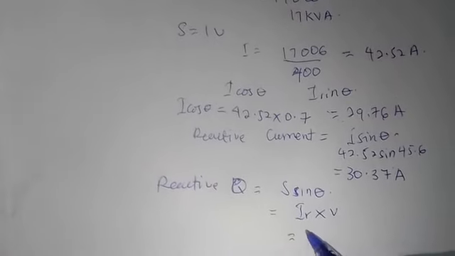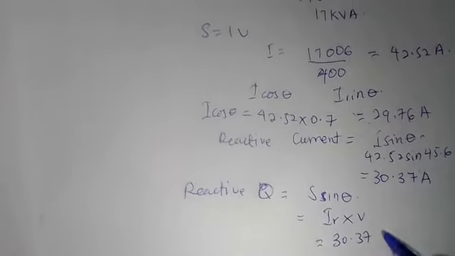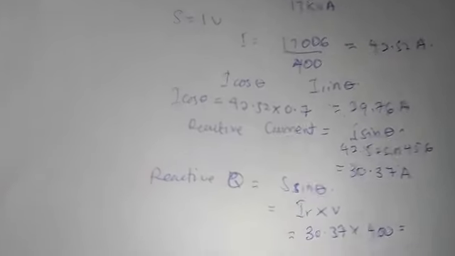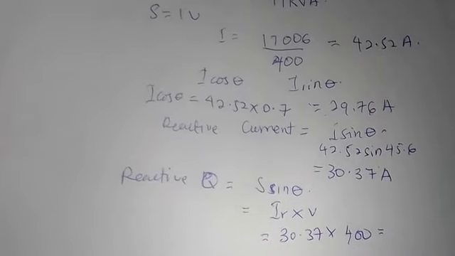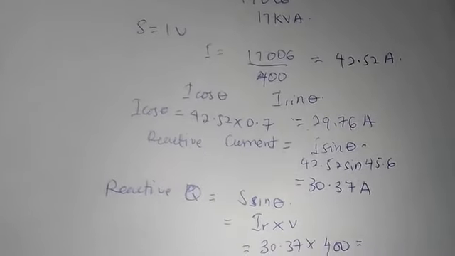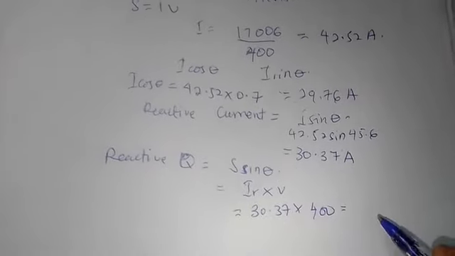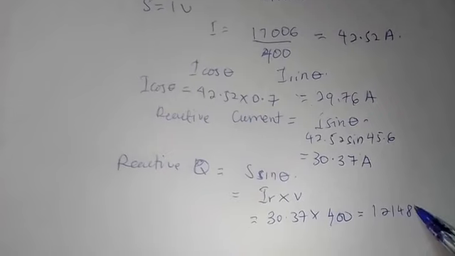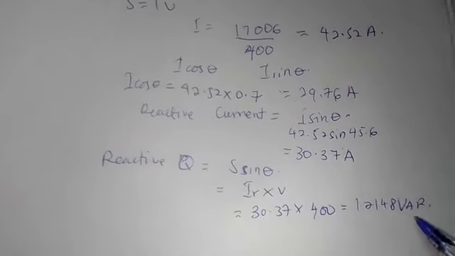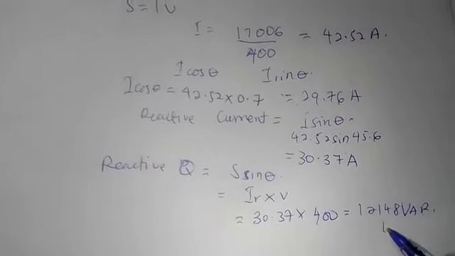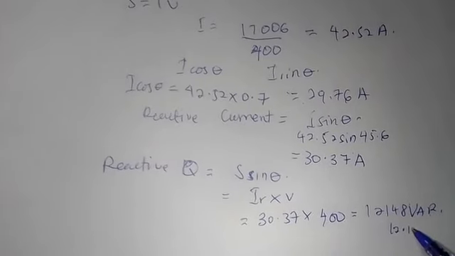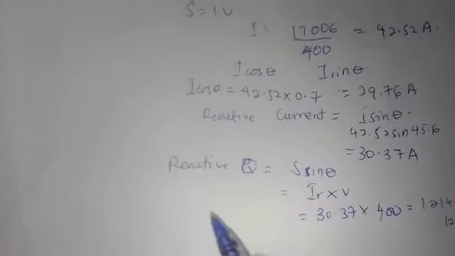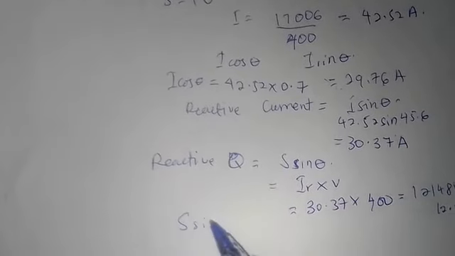So what do I get? My 30.37 times my 400 is equal to 12,148. That is in VAR, the unit volt amperes reactive, or 12.148 kVAR.